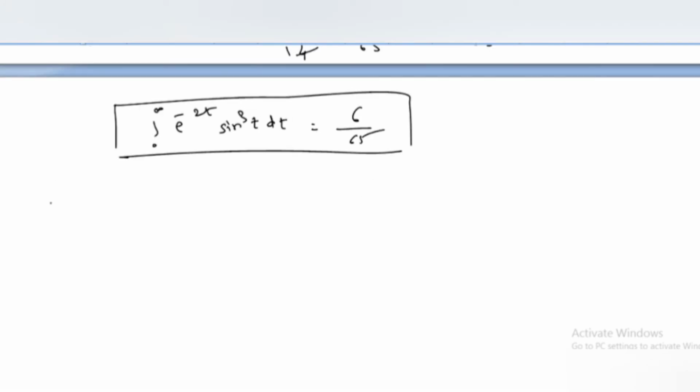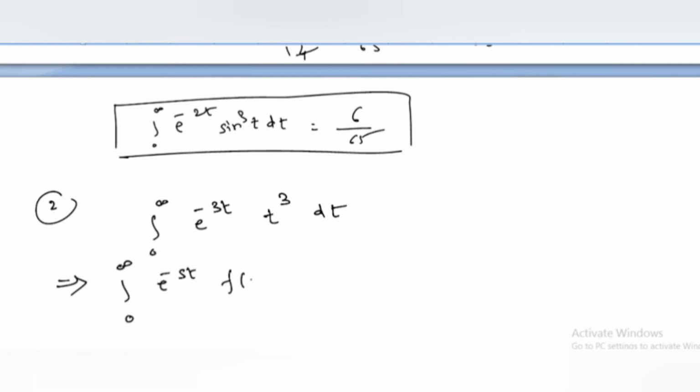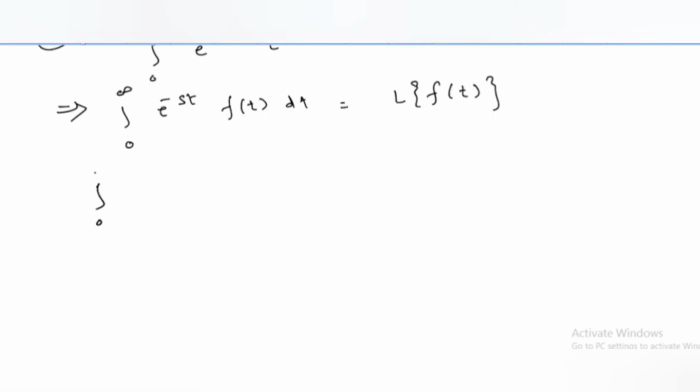Similarly, we see the next example. We have to calculate the value of integration of e raised to minus 3t, t raised to 3 dt. So first we write the definition of Laplace transform. Integration from 0 to infinity e raised to minus st f of t dt is equal to Laplace of f of t. So we compare both these equations, we get the value of f of t, because we want only the value of f of t, and we find the Laplace of this. So here f of t is t raised to 3, and the integral is equal to Laplace transform of t raised to 3.